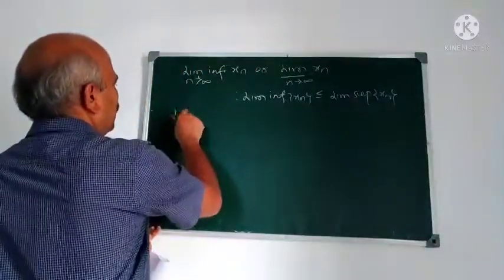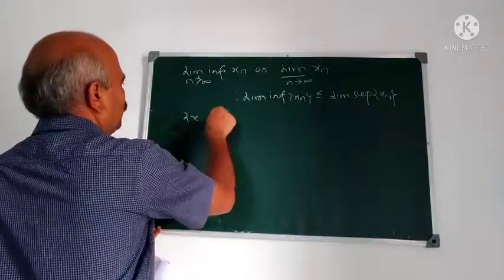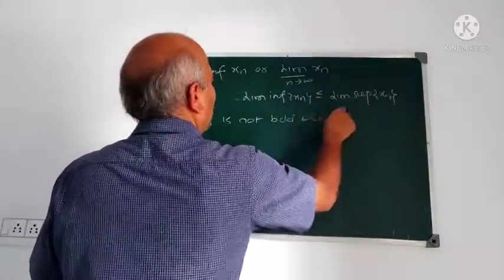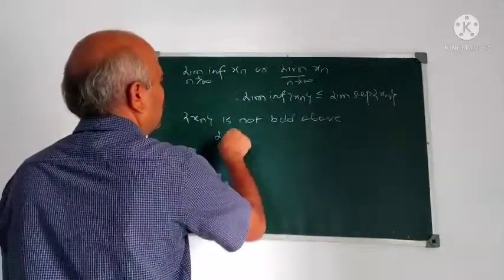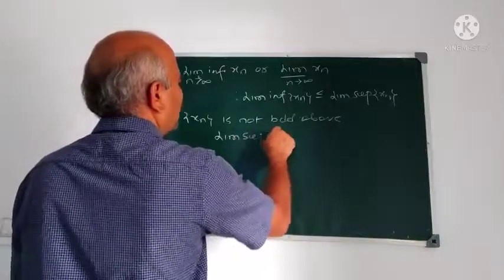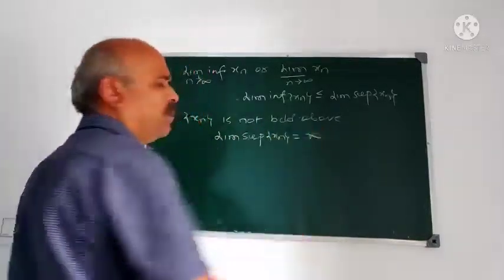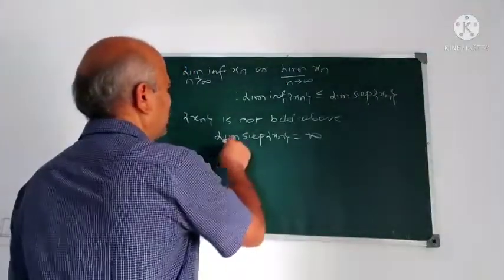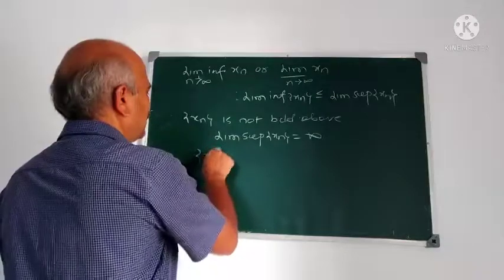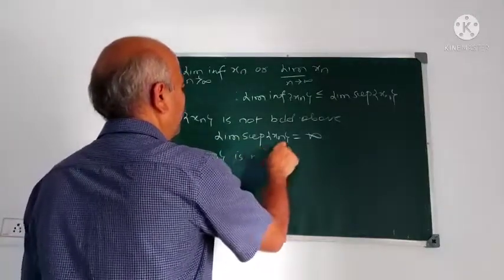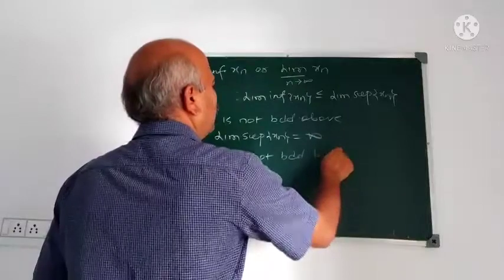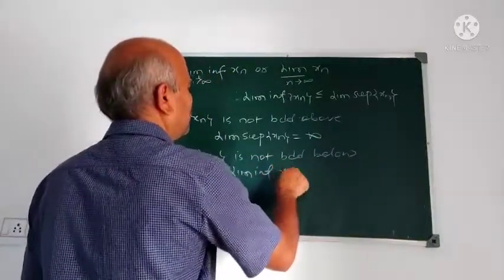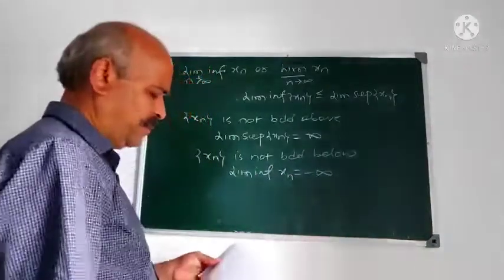Yes, suppose Xn is not bounded above, then limit superior of Xn we write as infinity. Similarly, if the sequence Xn is not bounded below, we write limit inferior of Xn is minus infinity.